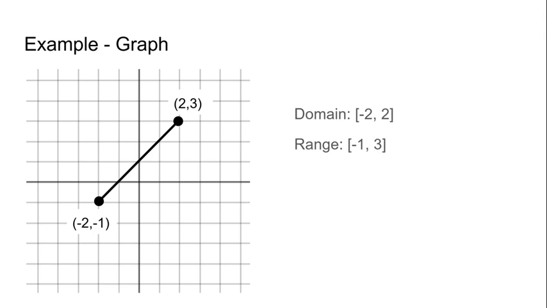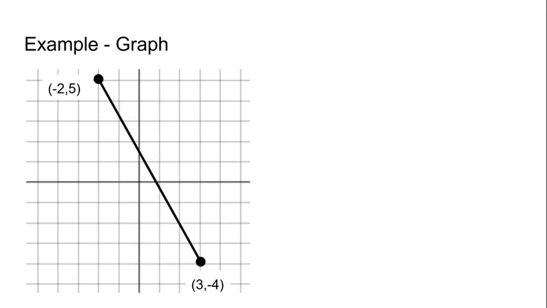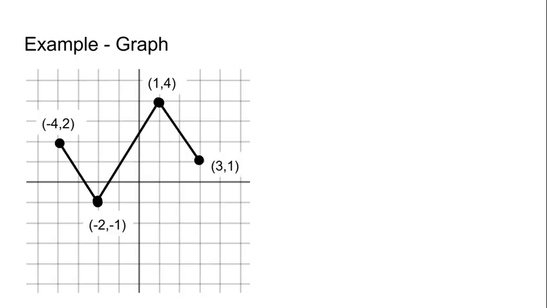Same thing with the range, but now I'm looking along the y-axis. The lowest I can go is -1, the highest I can get is +3, and I'm going to achieve every value between -1 and 3, so therefore the range is -1 to 3. And once again, we have the square bracket notation, and one way that we can think about it is sort of a start value and an end value, and the square brackets tell us that we achieve every value between those two numbers. Here we have a domain of -2 all the way to 3, and a range of -4 all the way up to 5.